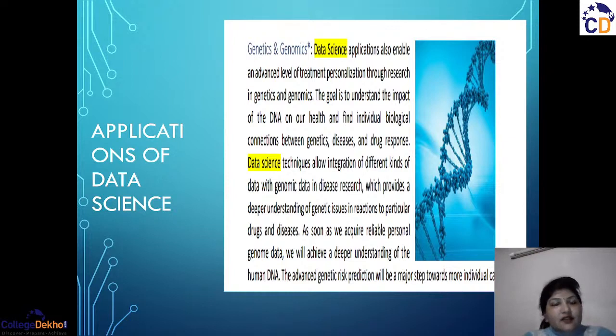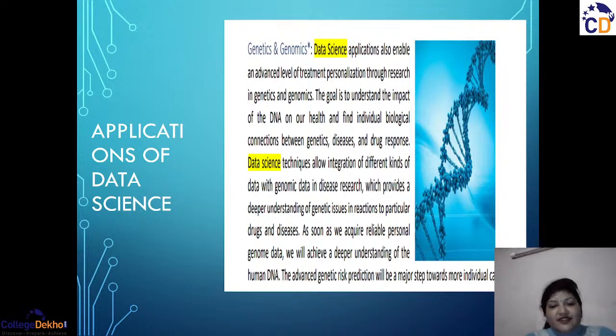The goal is to understand the impact of DNA on our health and find individual biological connections between genetics, diseases and drug response. So we need the drug response of a particular patient. Data science techniques allow integration of different kinds of data with genomic data in disease research, which provides a deeper understanding of genetic issues in reaction to particular drugs and diseases. We may come across some diseases where this type of drug is going to be harmful for this particular genetic makeup.